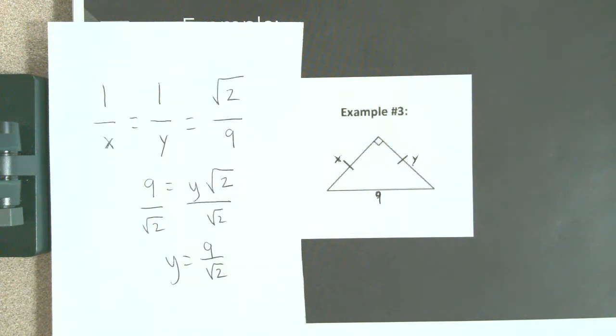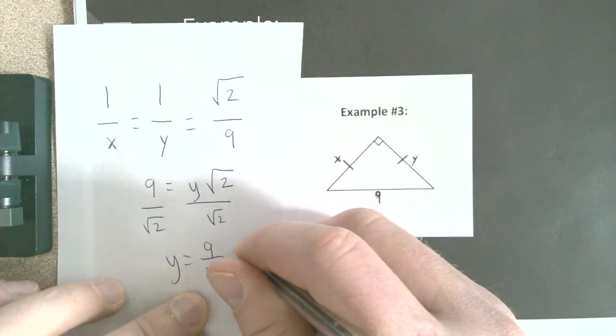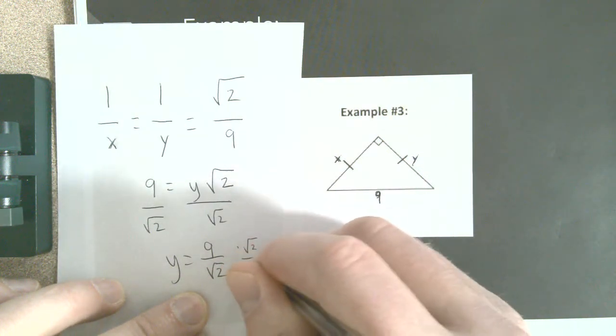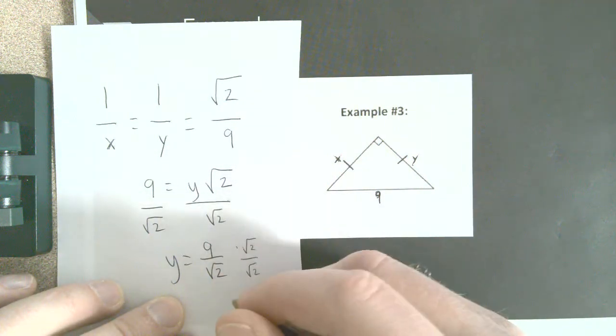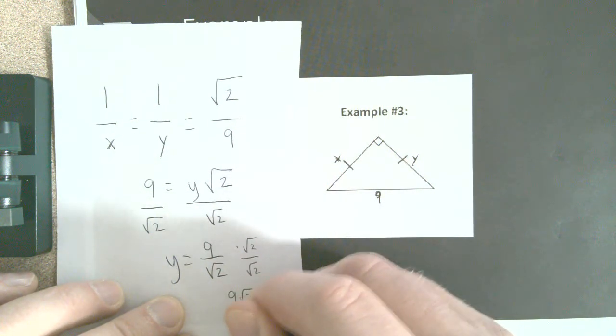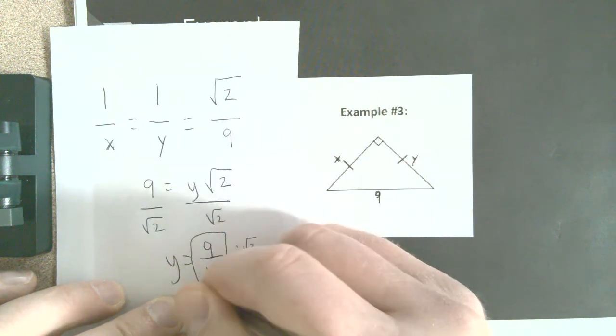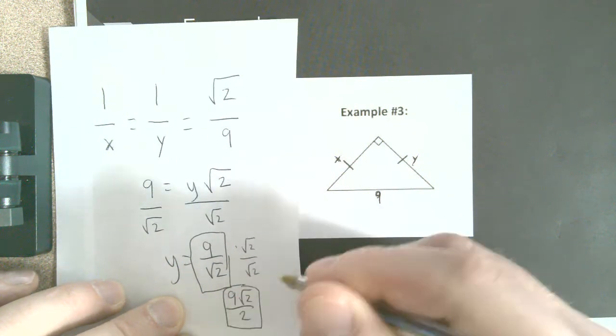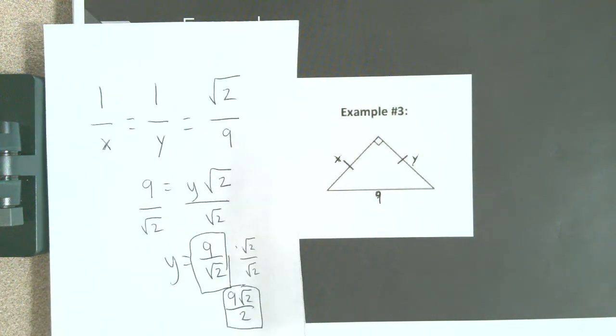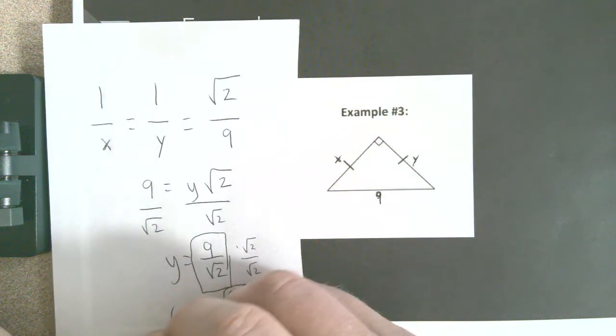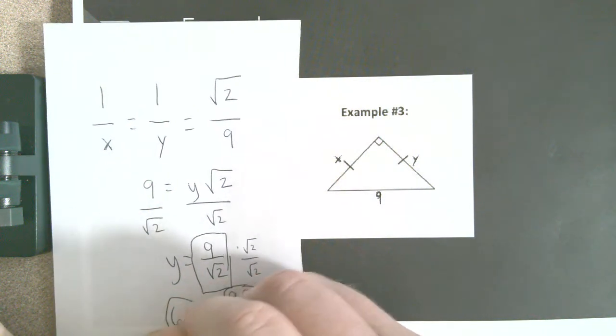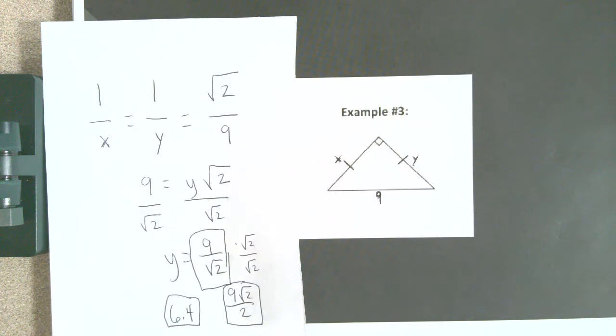You can also rationalize the denominator, which means multiplying the top and bottom by radical 2. That would get you 9 radical 2 over 2. So this is acceptable. This is acceptable. If you typed it into your calculator, Aiden, what did you end up getting? 6.4. So we rounded it to the nearest tenth. 6.4 would have also been an acceptable answer.